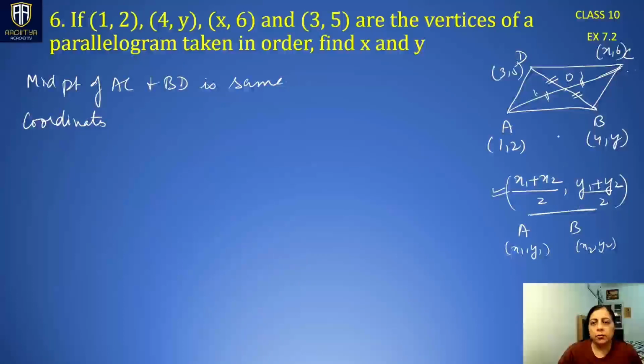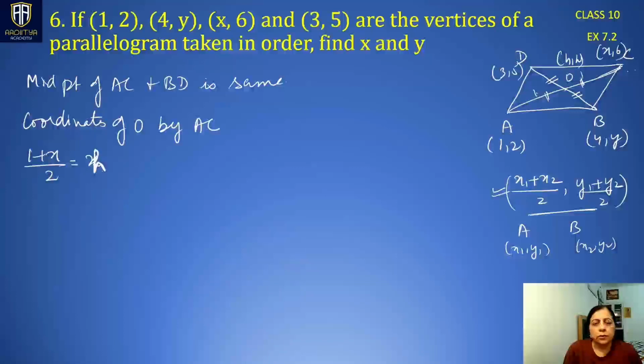I am applying this formula here for AC. Coordinates of O by AC. So I can write 1 plus x upon 2 is equal to x, or you can say that you can write this as (h, k).